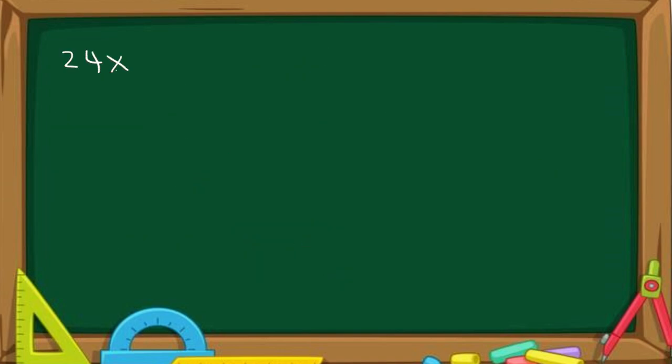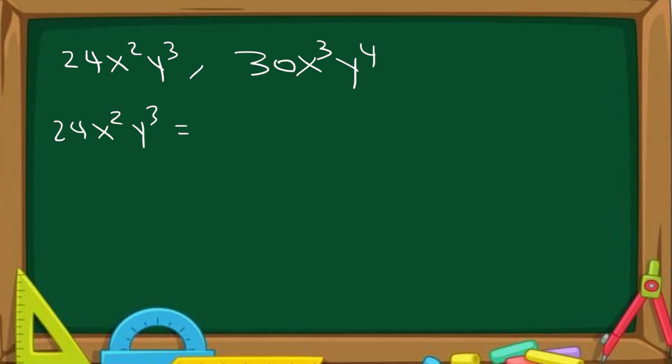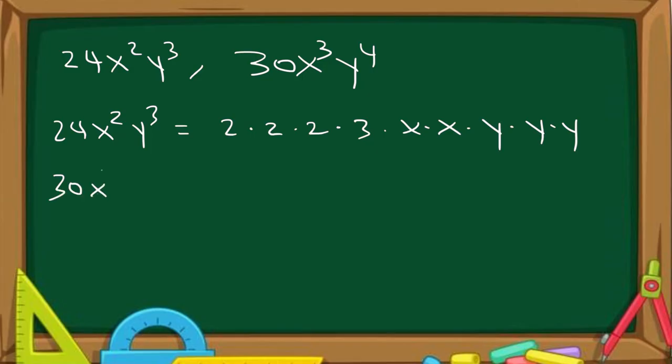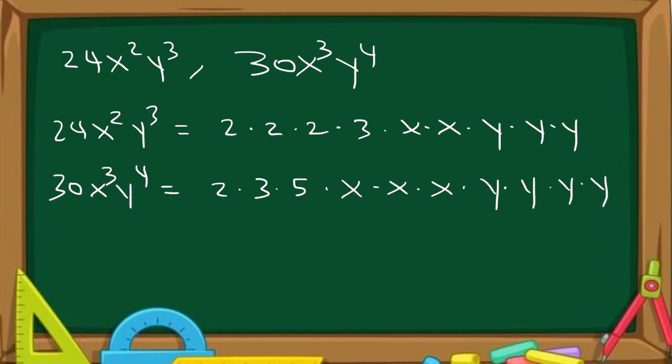Try this one. 24x squared y cubed and 30x cubed y to the fourth. 24 is 4 times 6, and 4 is 2 times 2, 6 is 3 times 2. Then we have x squared, which is x times x, and y cubed, which is y times y times y. 30 is 5 times 6, and 6 is 2 times 3. Let's not forget the 5. So 30 is 2 times 3 times 5. X cubed is x times x times x. Y to the fourth is y times y times y times y.